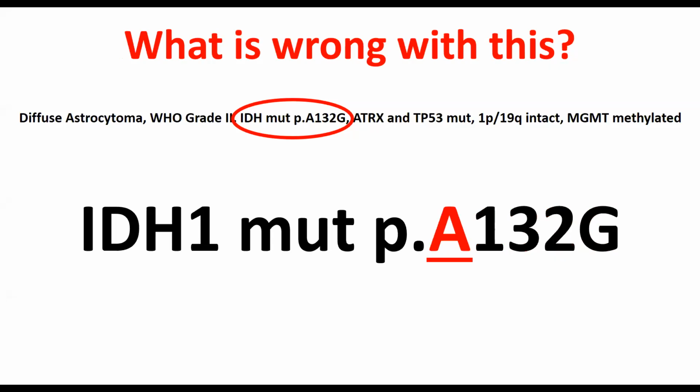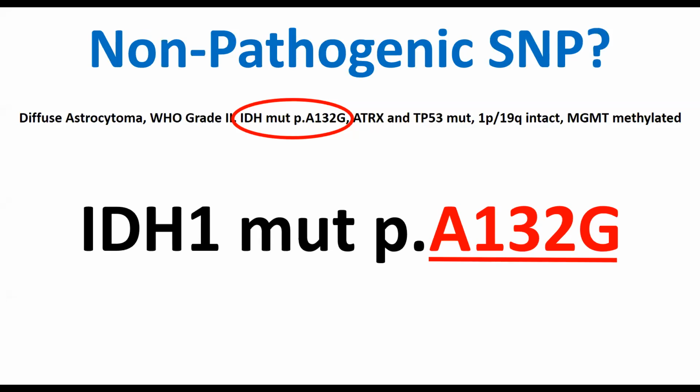All right, the A was totally foreign, okay? And the whole thing together suggested to me maybe this was a non-pathogenic SNP, because it wasn't one of the normal canonical or non-canonical binding site mutations that lead to the pathology, the 2HG generation and the whole oncogenic pathway.